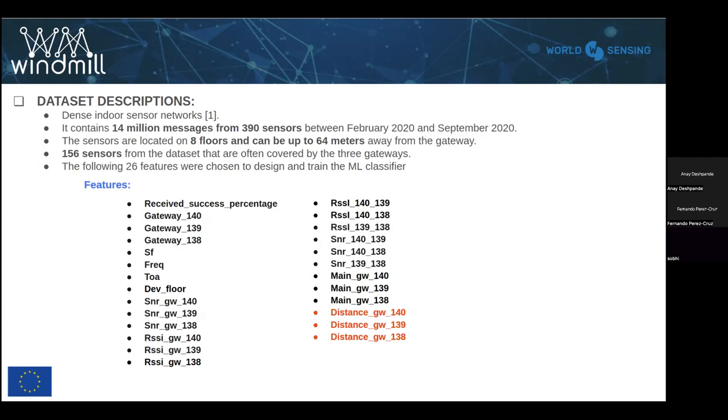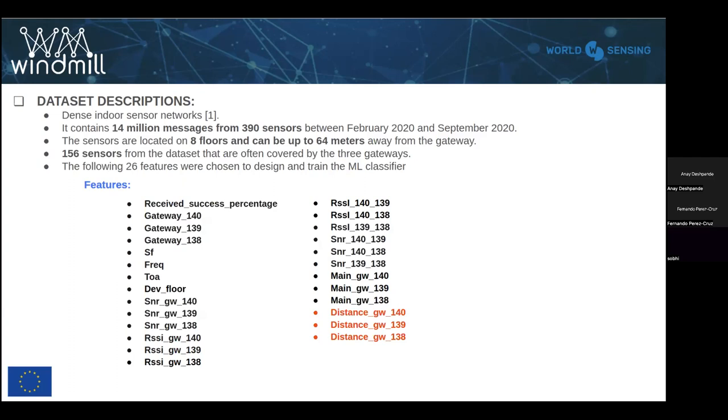And these sensors were installed across five floors, and the maximum distance between a sensor and the gateway is 64 meters. From the whole dataset we chose 165 sensors, because most of the time these sensors are covered by the three gateways.